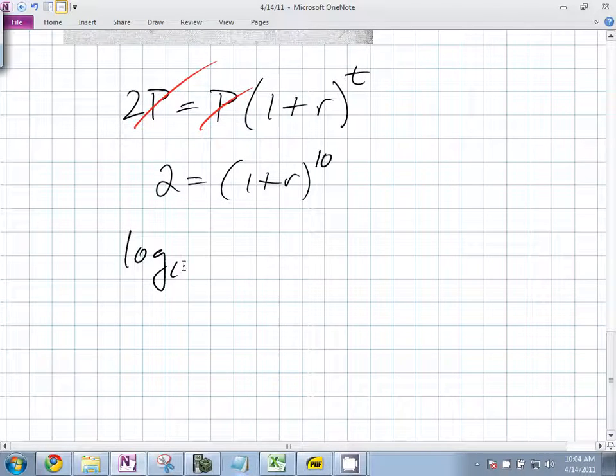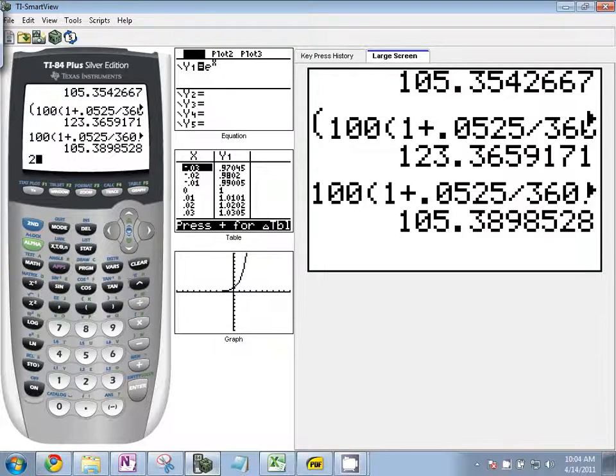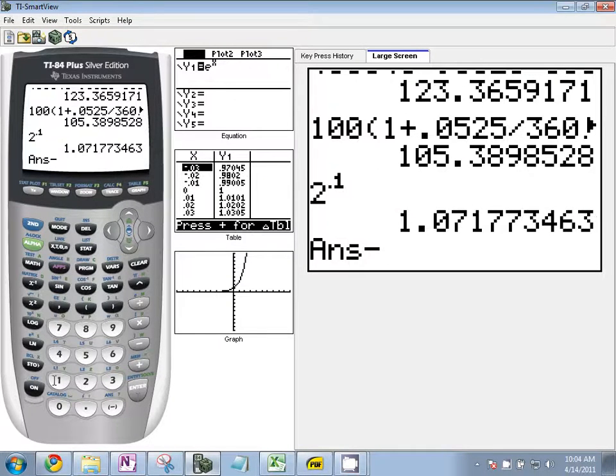Okay, log base 1 plus r of 2 equals 10. Do we like having our variable in the base? No, we don't. So let's just stop there and ask ourselves, how do we get rid of a 10th power? 10th root. The 10th root of 2 equals 1 plus r. So what does r equal? 2 to the 1/10 minus 1. And if you do that out, 2 to the 0.1 minus what? 1?